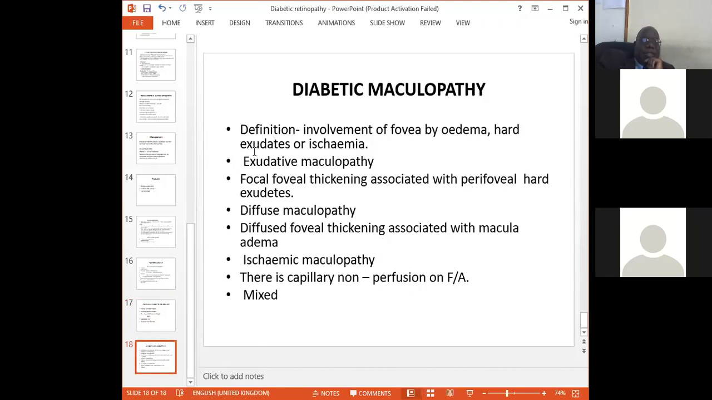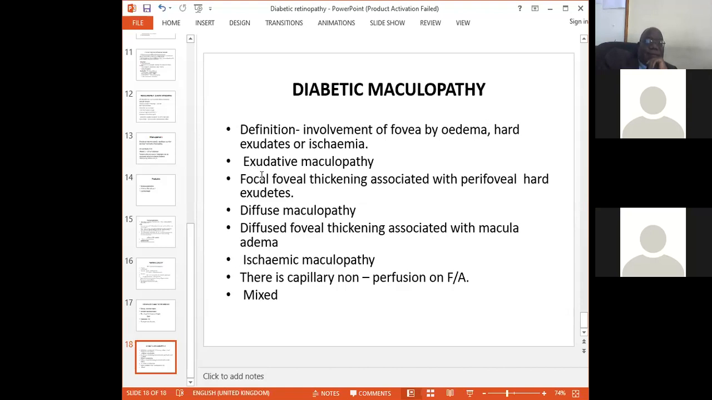Diabetic maculopathy definition: involvement of the fovea by edema, hard exudates, or ischemia. If the fovea is involved, it means that tip-top vision goes. The center part, the most sensitive part, it means it's gone. So you can have edema at the fovea, there's fluid there, you have hard exudates there, or ischemia.